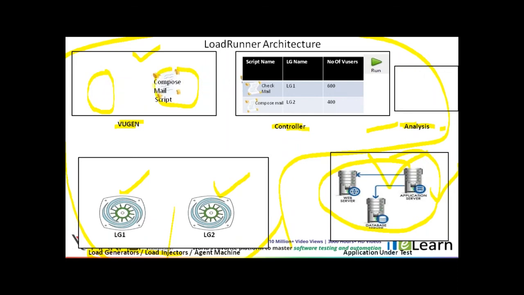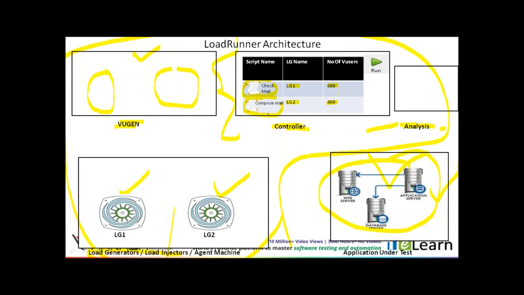Now you upload these two scripts into the controller. In the controller, you will create the test scenario. Test scenario means for checkmail, how many virtual users are supposed to run, and for composeMail, how many virtual users. Not only that, you will say these 600 users are coming from which LG, and these 400 users are coming from which LG. You have to tell the controller that these 600 users are coming from LG1 and these 400 users are coming from LG2.